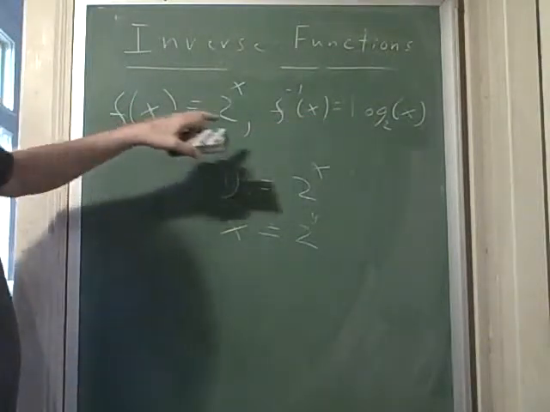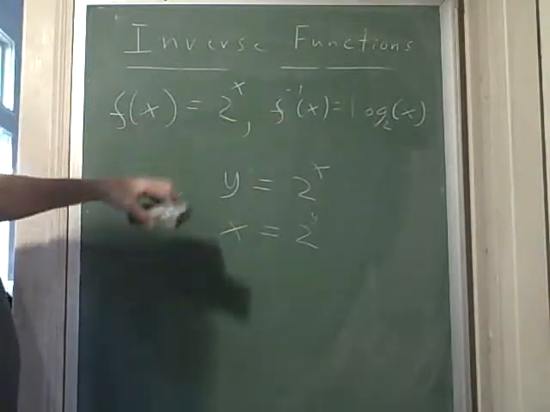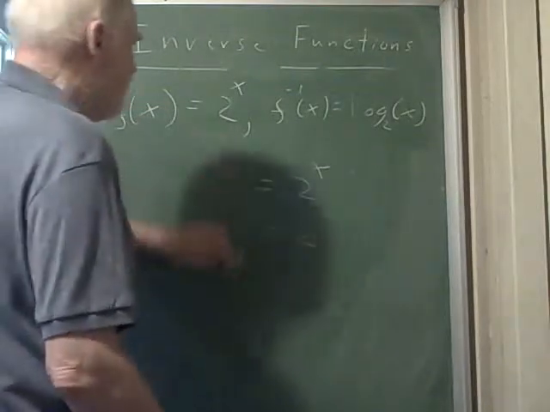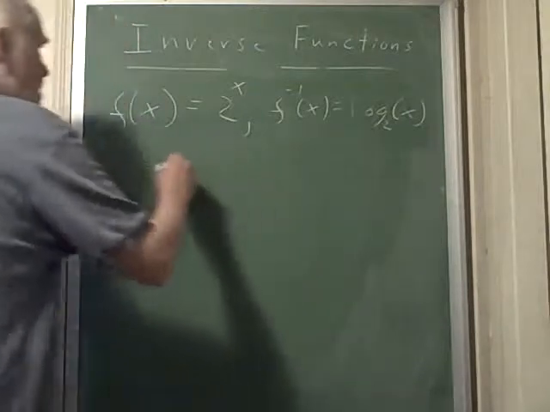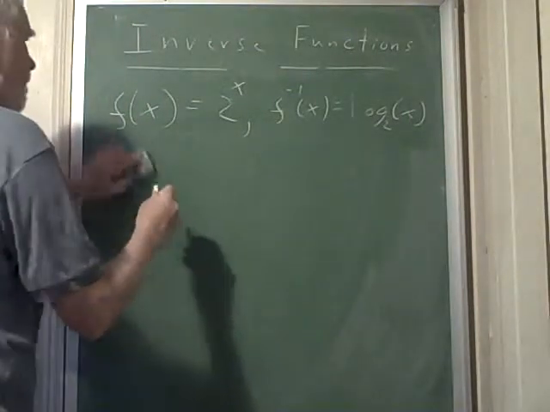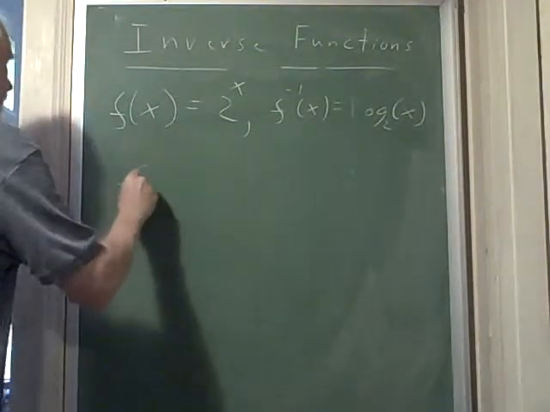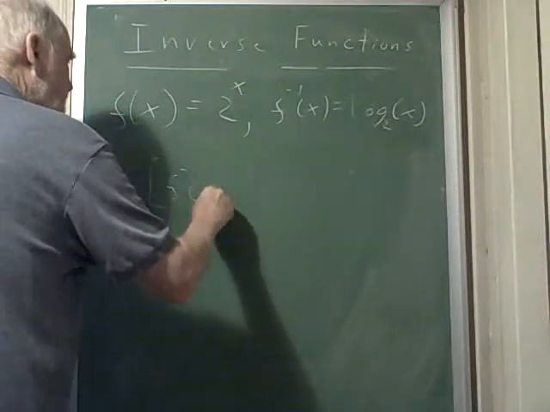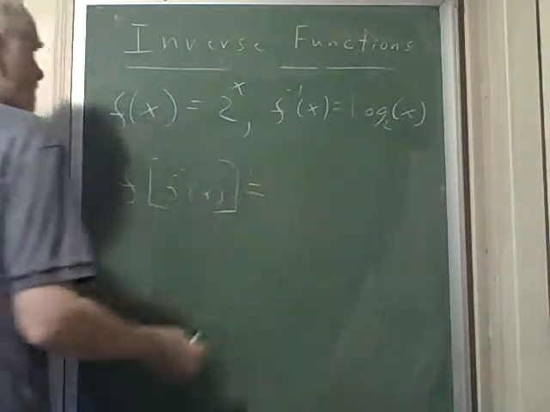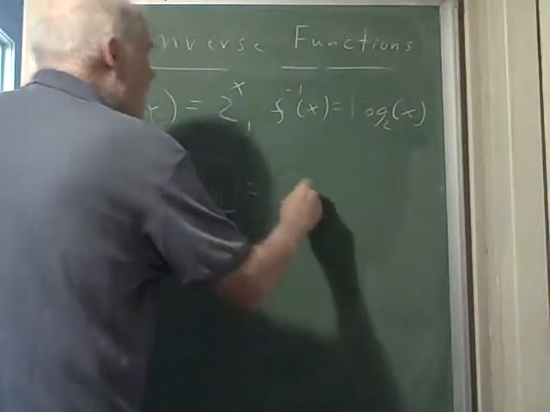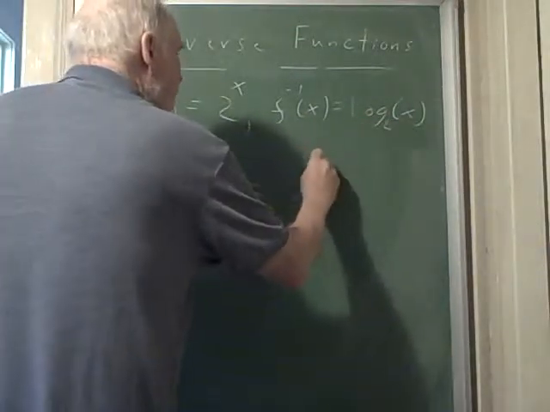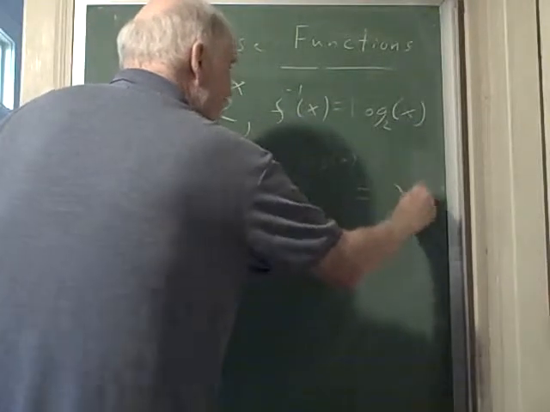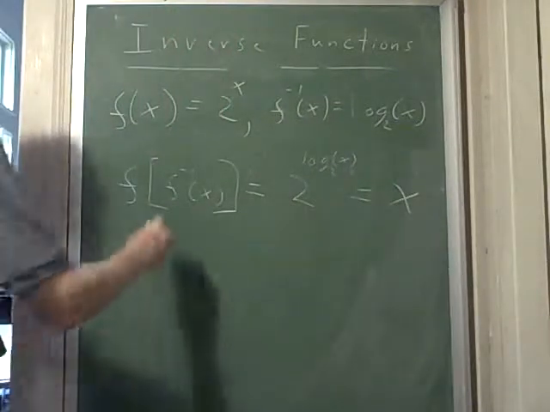And f of f inverse of x is going to give me x, and f inverse of f of x is going to give me x also. So here's what happens. If you have the same base, then f of f inverse of x equals 2 to the log of x base 2. That equals x. So they cancel each other out.